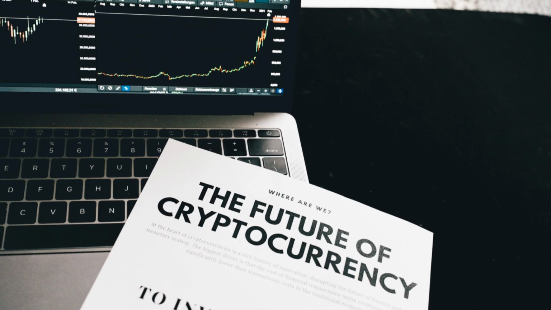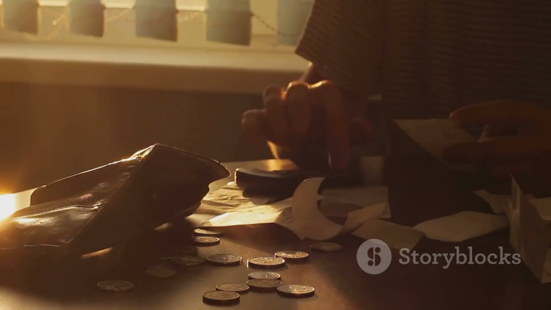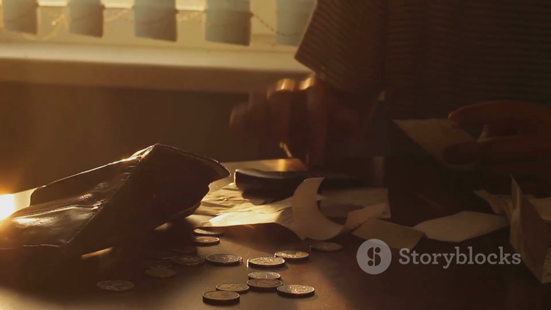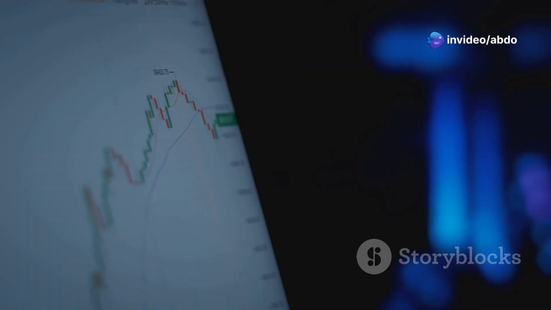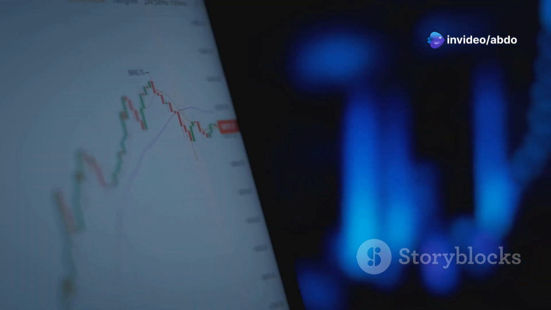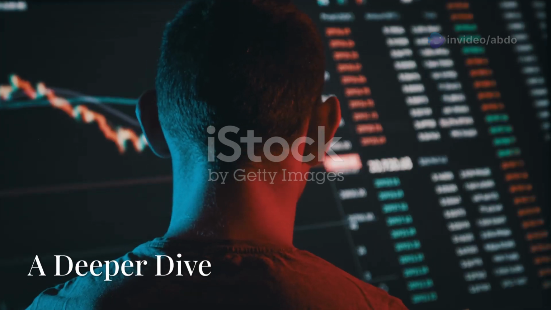However, spot trading does have its limitations. Without leverage, you'll need significant capital to make substantial profits. Additionally, you can only profit when the price of your asset goes up, limiting your trading strategies.